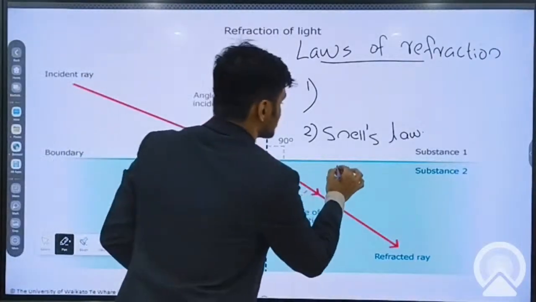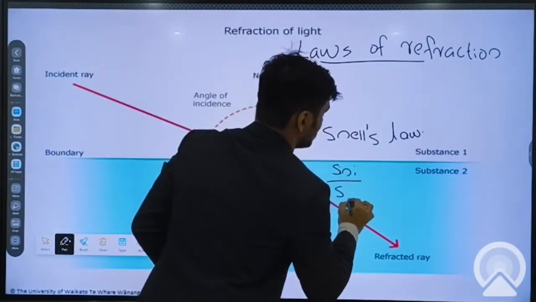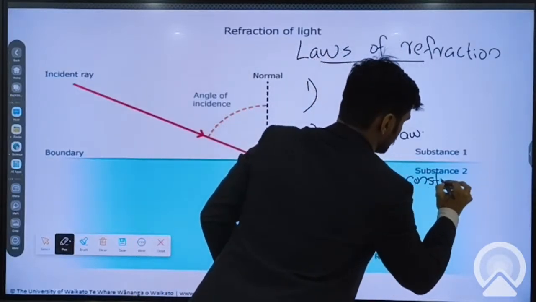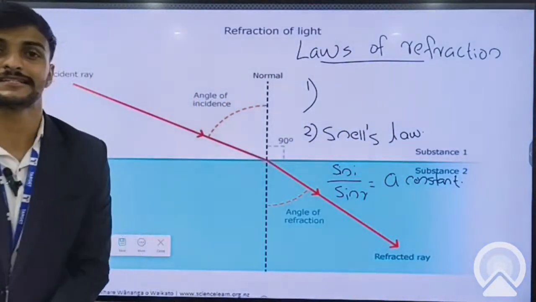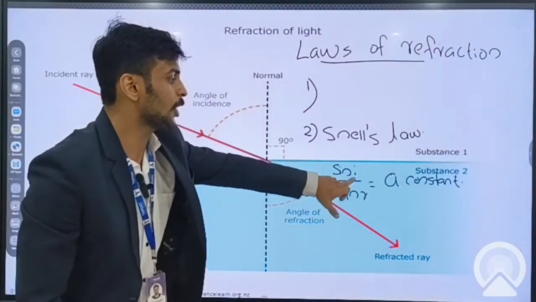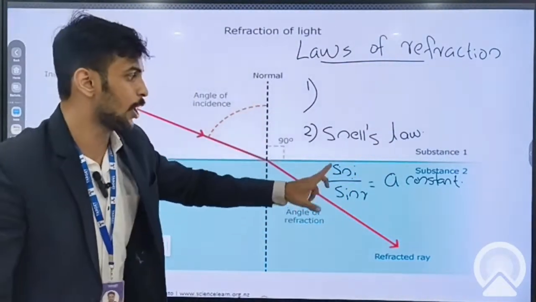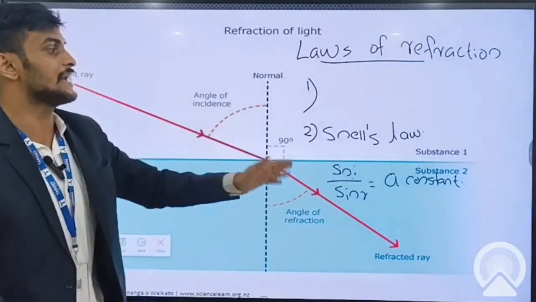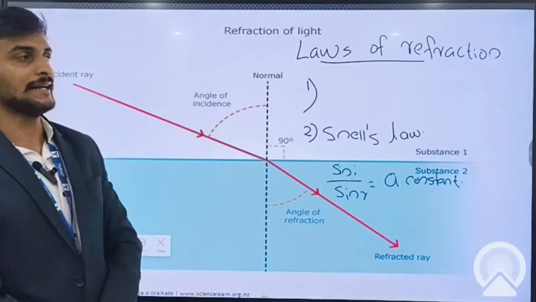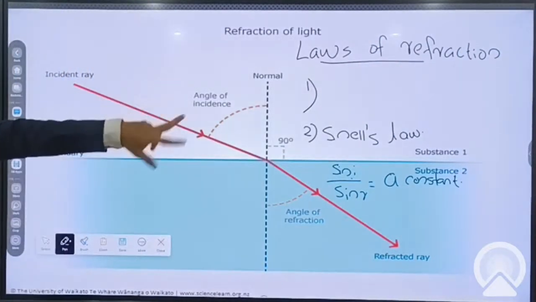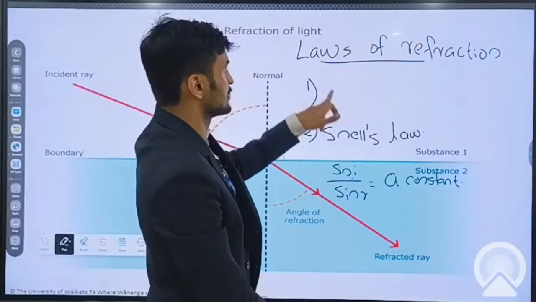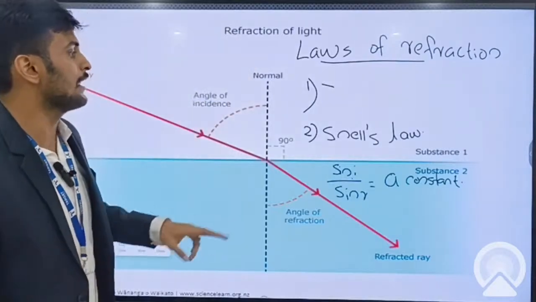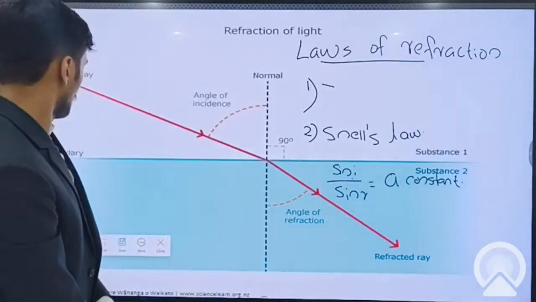Clear? That is sin i by sin r equal to a constant. This is Snell's law. That is the ratio of sine of angle of incidence to sine of angle of refraction is a constant. That is Snell's law. Clear? So that is the second law of refraction. The first one is incident ray, normal and the refracted ray will be in the same plane. Second one, Snell's law. Okay, so moving to the next one.